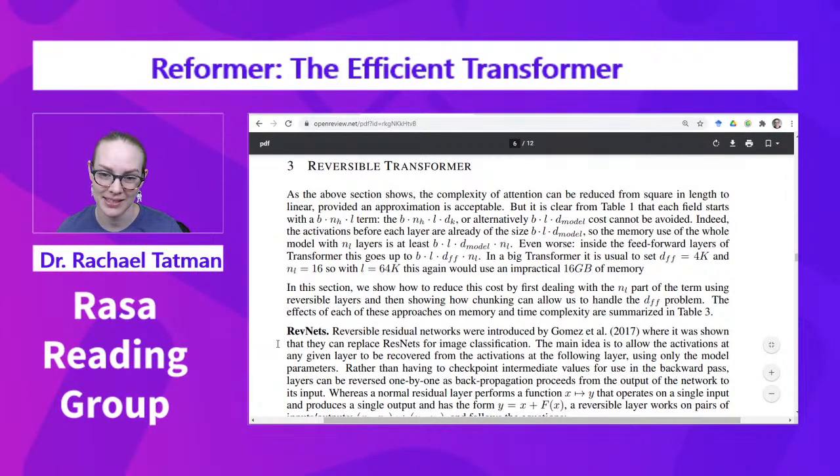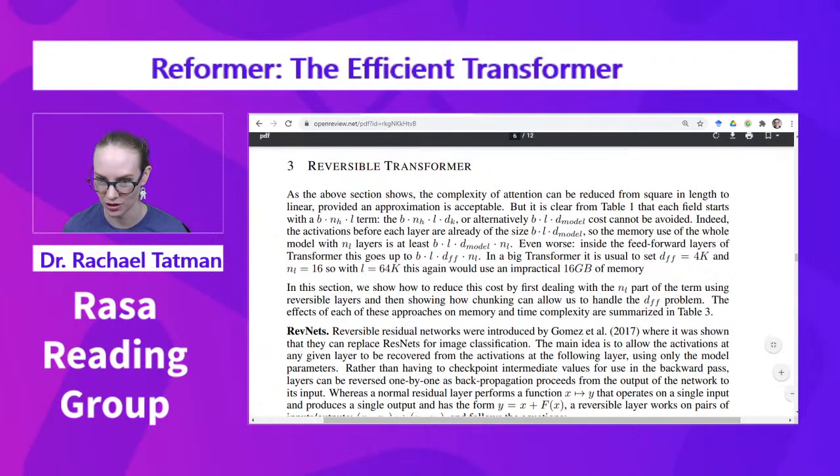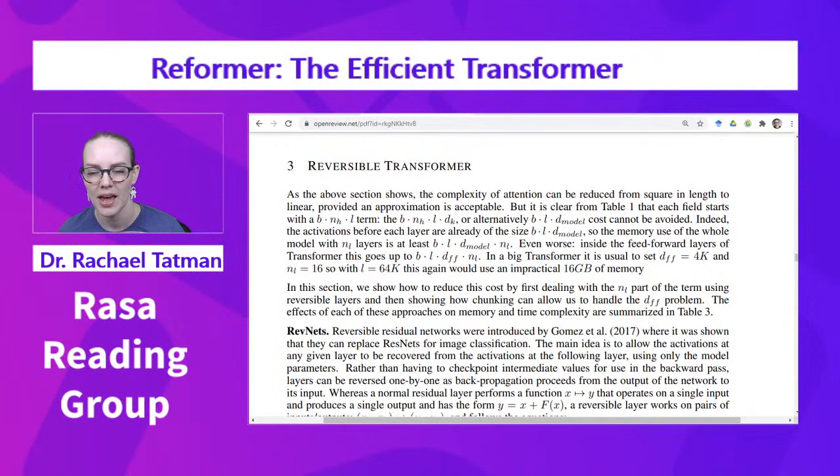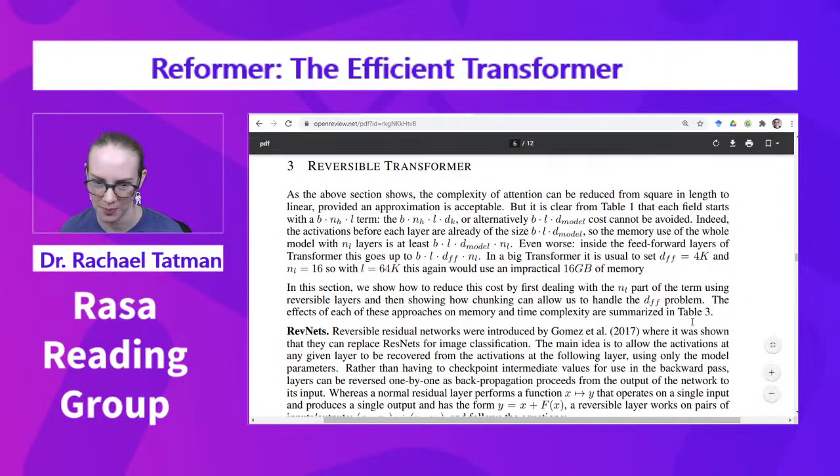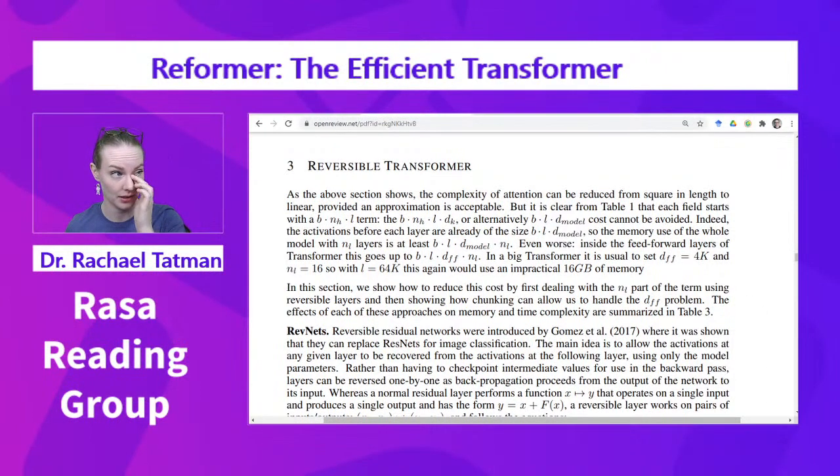Jiminy Cricket. In this section, we show how to reduce the cost by first dealing with the NL part of the term using reversible layers, and then showing how chunking can allow us to handle the d_ff problem. The effects of each of these approaches on memory and time complexity are summarized in Table 3. So they're saying, hey, we can do a lot fewer computations, we can take advantage of the sparsity, we still have this really big input, how are we going to make it a little bit more manageable sized?